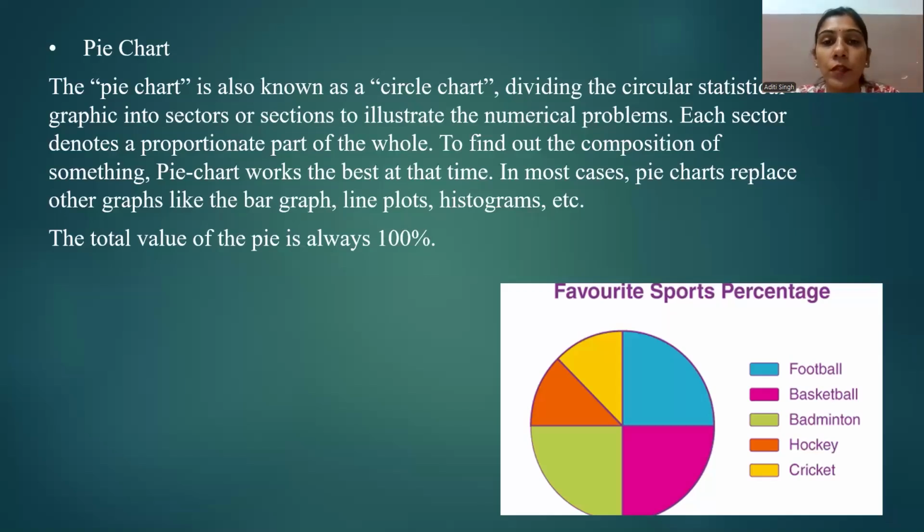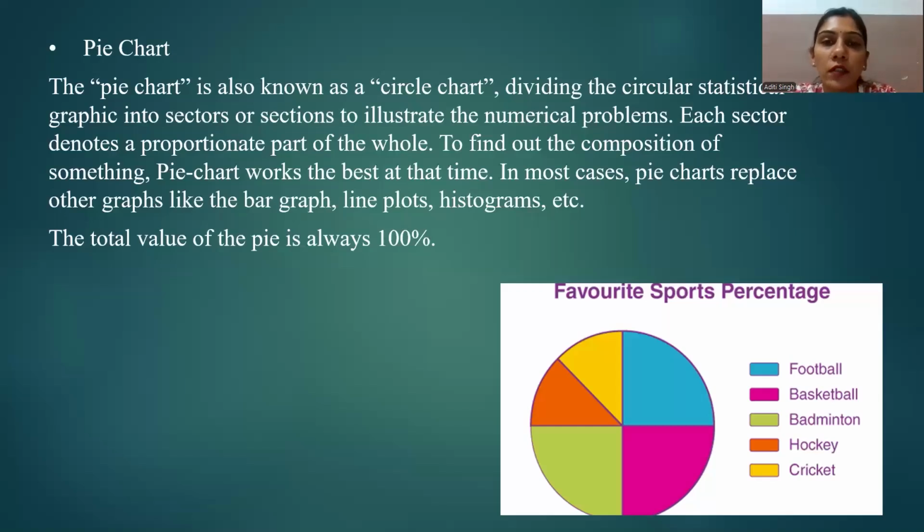So it is very important to calculate the whole data set into percentages, and after that we have to calculate the degrees. If we talk about the formula of a pie chart, then the formula will be the given data divided by the total value of data, multiplied by 360 degrees. So that will be the formula.